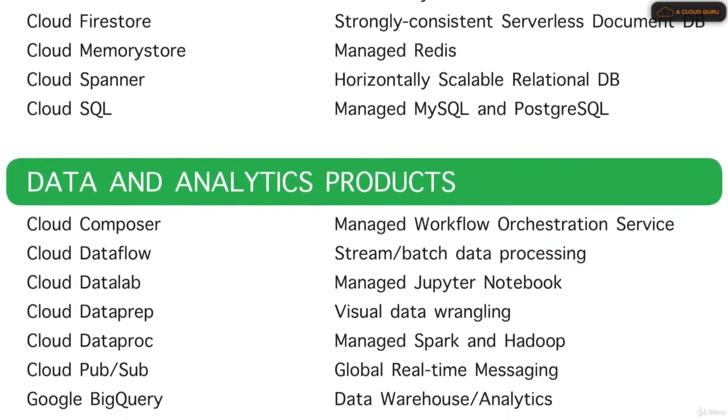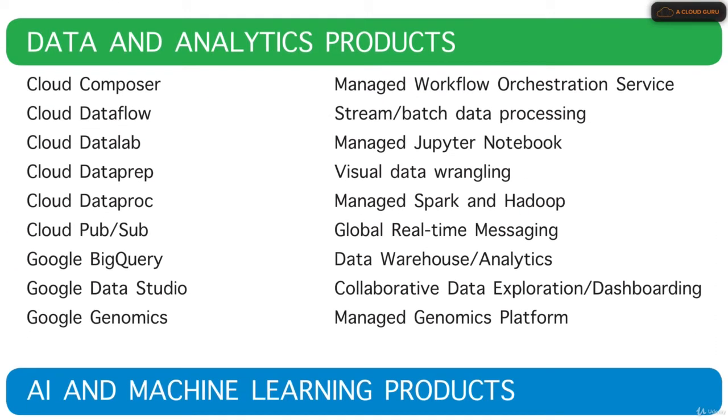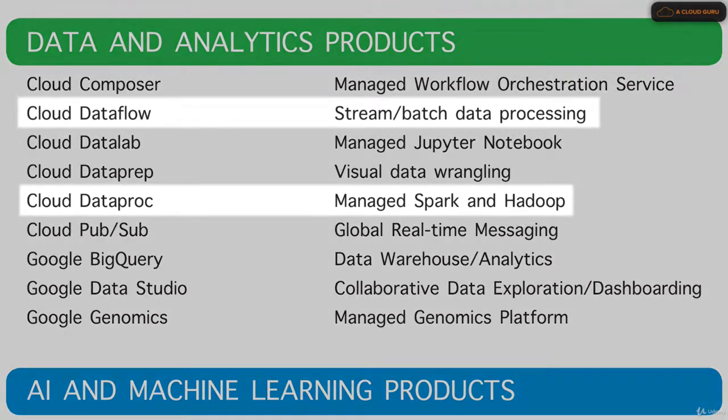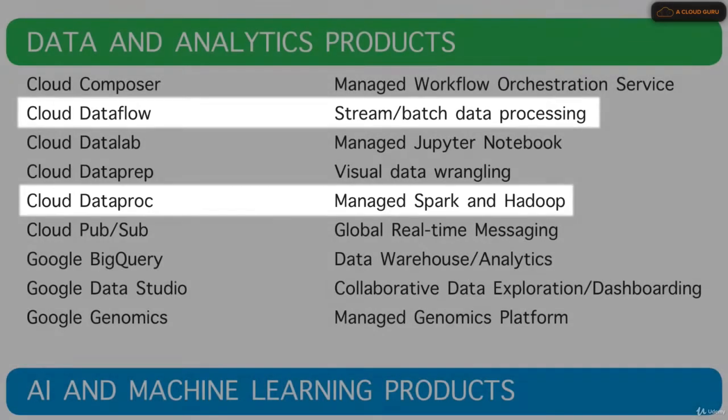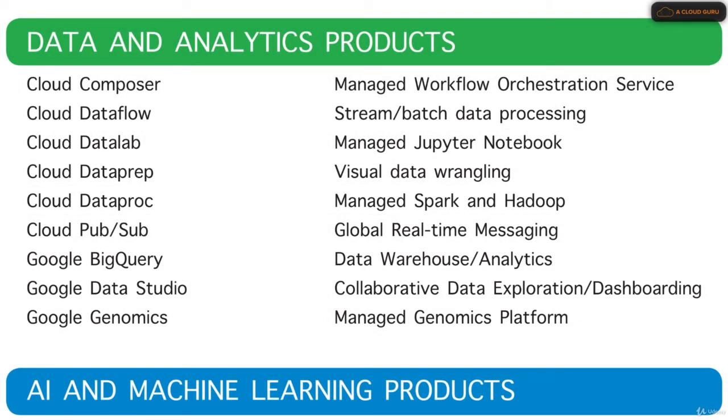In the Data and Analytics section, two of the core services that stand out are Cloud Dataflow and Cloud Dataproc. Now, Dataproc is managed Spark and Hadoop. So if you're already running Hadoop work somewhere else, Cloud Dataproc could be a good way to move that work onto Google Cloud. This is for processing large amounts of data, and it uses Compute Engine under the hood, just like Kubernetes Engine does.